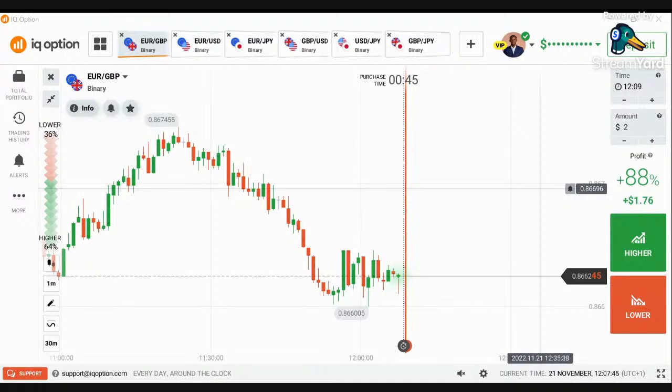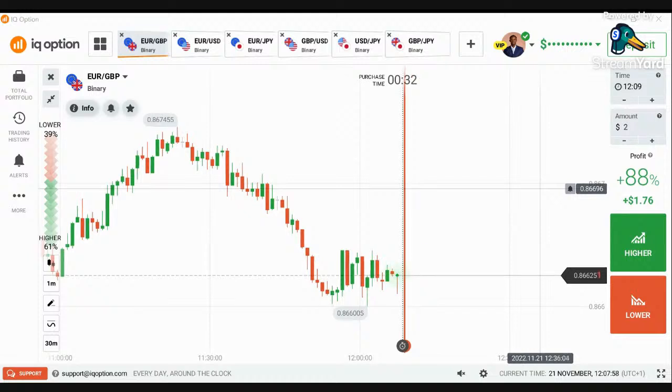Like for instance, here now, this red candle broke the low of this other red candle. Then I'm sure that okay, sellers are more interested in the market. So on this green candle, I can sell for 4 minutes, and this would be a very beautiful trade. You can see how I get my trades now.